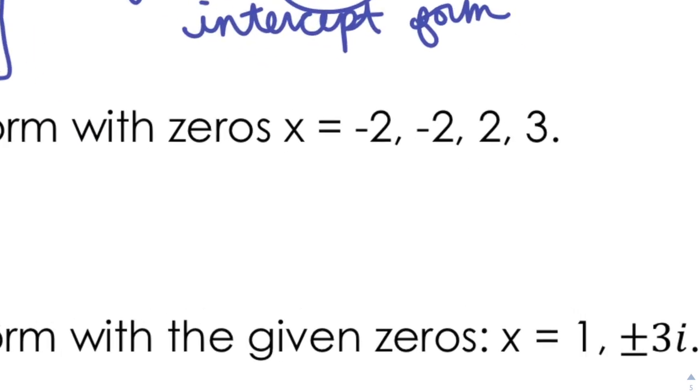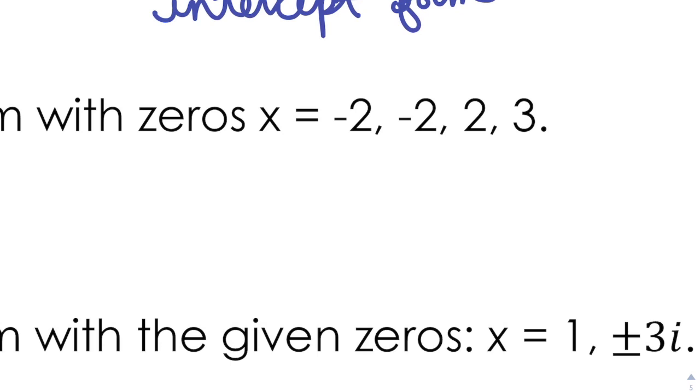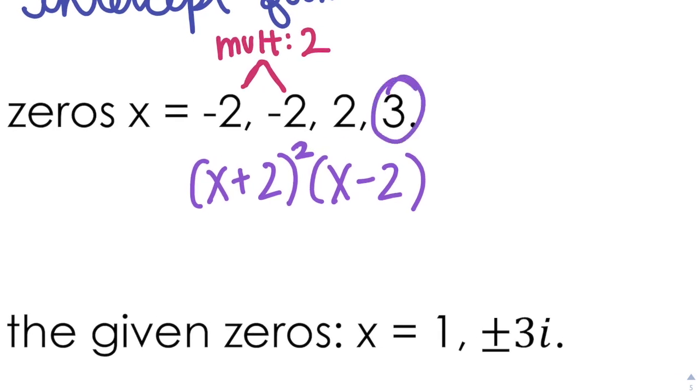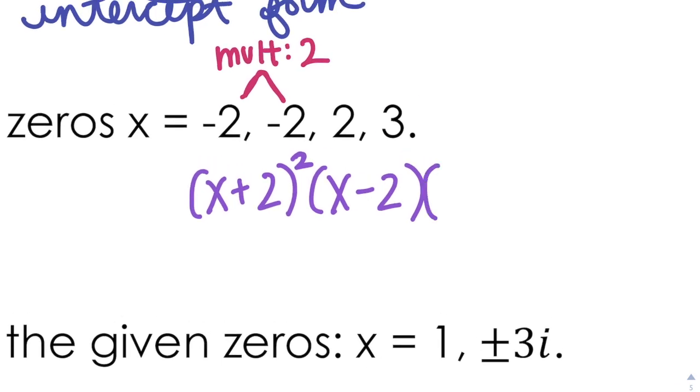So if I take a look at this one, I see my zeros are negative 2, negative 2. Because that appears twice, that means it has a multiplicity of 2. Which means when I go to write that factor, it's x plus 2, but it's x plus 2 squared, because it's 2 of them. Positive 2 means that one of my factors is the opposite, x minus 2. And then my other factor, positive 3, so the factor opposite would be x minus 3. And now I have to multiply all of this out.